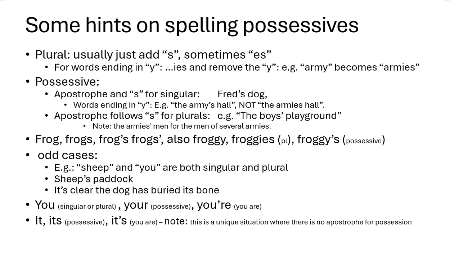However, when we go to the possessive, we use an apostrophe and the S, okay, to denote a possessive. And so we talk about Fred's dog. Fred is the person who owns the dog. It belongs to Fred, so we add the apostrophe S to Fred's name to denote that it's the dog belonging to Fred.